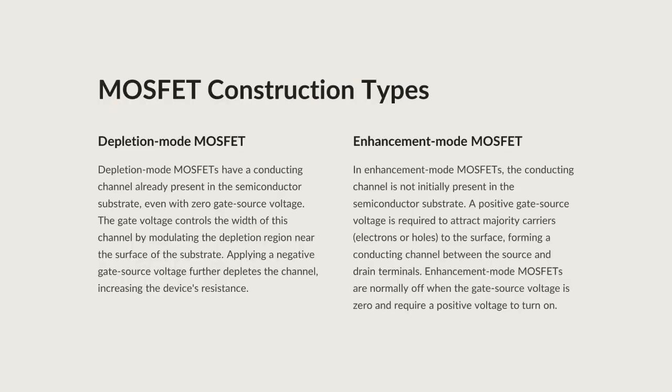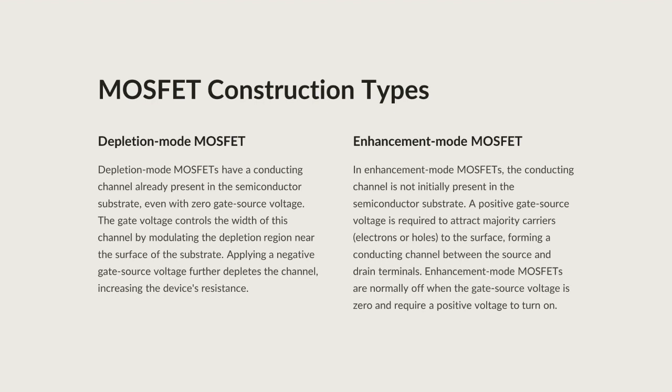MOSFET construction types. Depletion mode MOSFET. Depletion mode MOSFETs have a conducting channel already present in the semiconductor substrate, even with zero gate source voltage. The gate voltage controls the width of this channel by modulating the depletion region near the surface of the substrate. Applying a negative gate source voltage further depletes the channel, increasing the device's resistance.